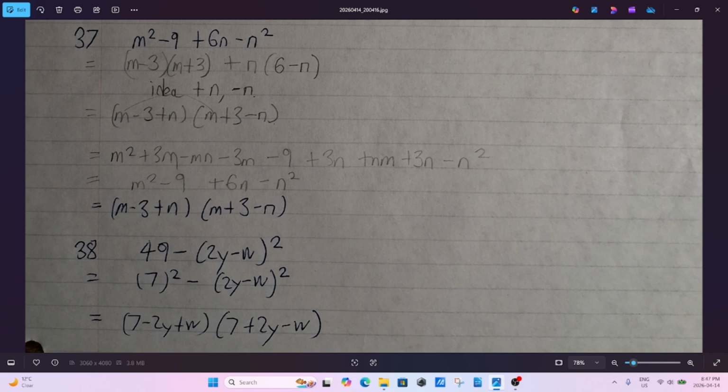So we get the n squared and we get n squared minus 9 plus 6n minus n squared. So the answer is n minus 3 plus n times n plus 3 minus n. So you can see the last n gives you a negative n squared. So it's just the plus 6n that we have to figure out.